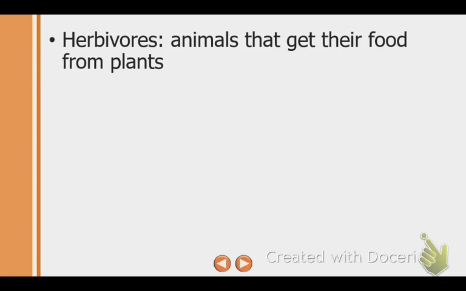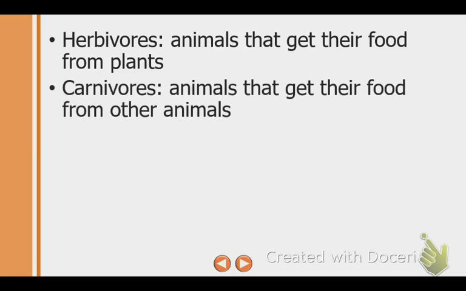So when it comes to consumers, we have herbivores. These are the animals that get their food from plants. Examples would be a cow or a rabbit. They strictly eat plants. Carnivores are the animals that get their food from other animals. They only eat meat.